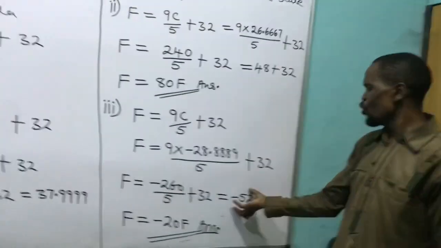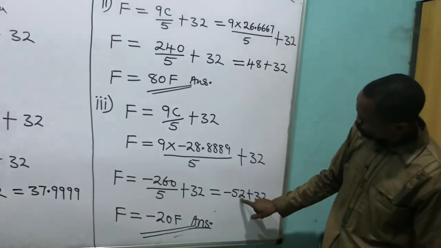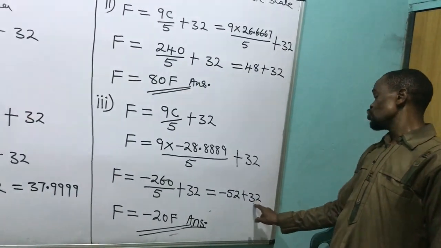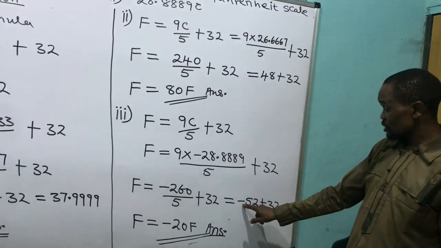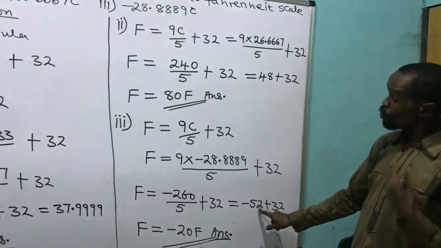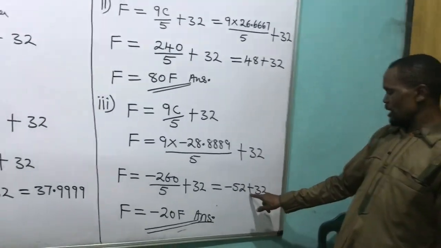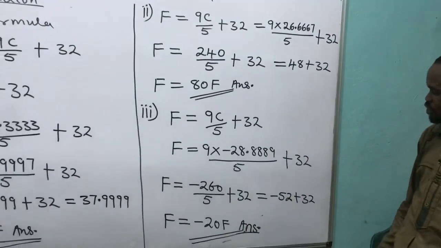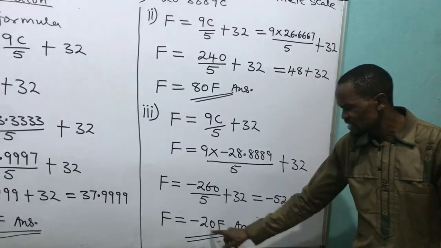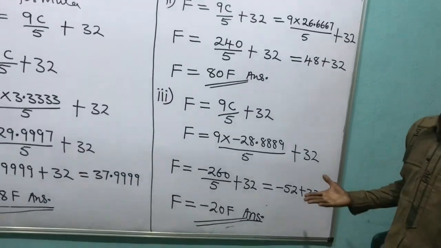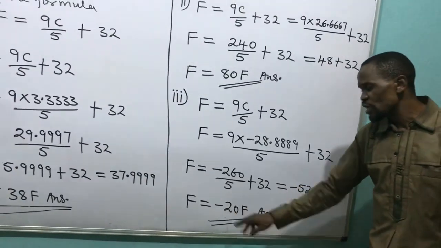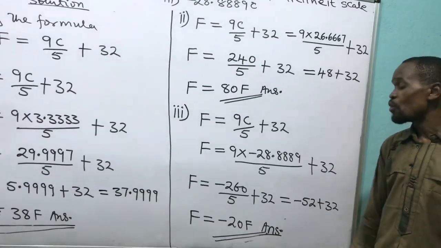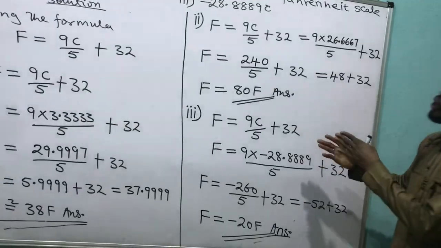That means I'm owing. Minus 52 means I'm owing 52, and this plus means I have 32 in my pocket. I pay 32 against 52, and I'm still owing 20. That's giving me minus 20 Fahrenheit as my answer. And that's all about the question.